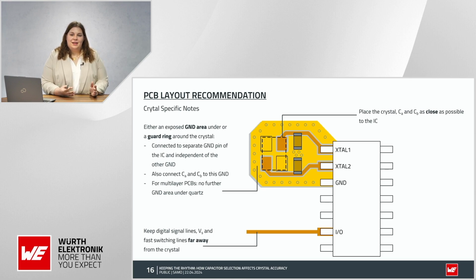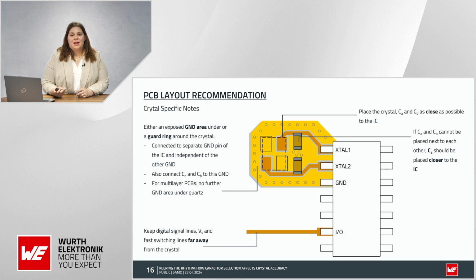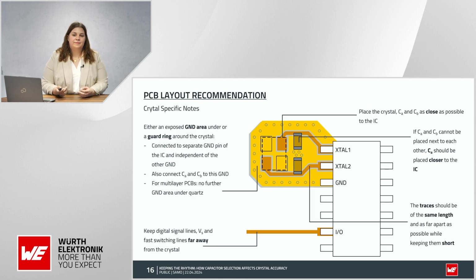Place the crystal capacitors CA and CB as close as possible to the IC. Again, this means you have short traces and low stray capacitance. That's really good. You should place CA and CB next to each other and really close to the IC if possible. The traces should have the same length, which means you have the same stray capacitance on both sides. And you should put them as far away from each other as possible while still keeping the traces short. So the first thing is, please keep it short, but if you can, please put them as far away from each other as possible.